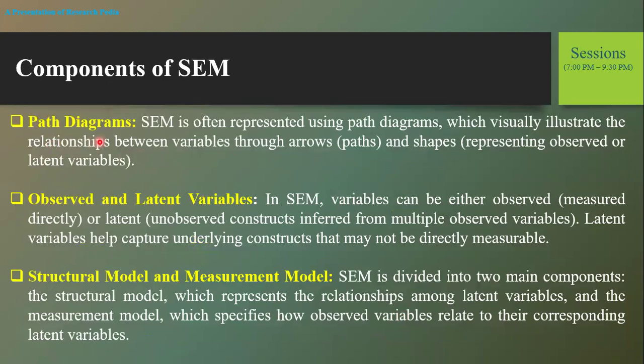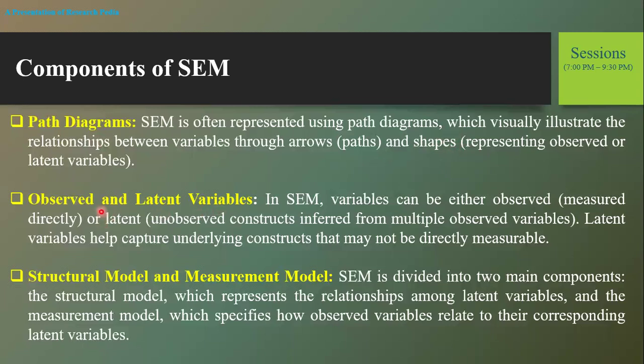It includes the path diagram. SEM is often presented using a path diagram, which visually illustrates the relationships between variables through arrows like paths and shapes representing observed and latent variables. So it will be the basic component of SEM, and you need to understand what you mean by path. So in some next slides, I will let you know how we indicate a path. So it means an arrow. An arrow basically indicates a path towards a shape.